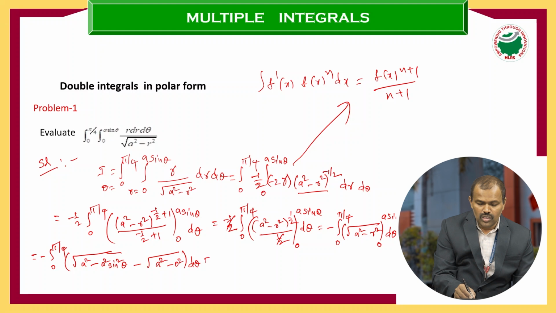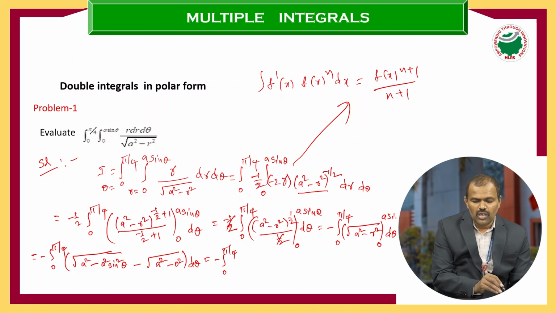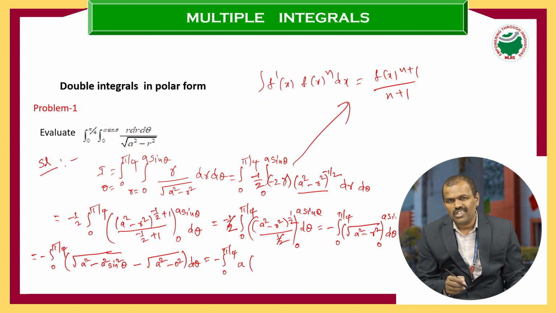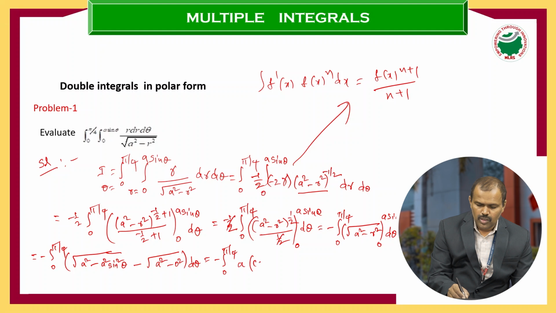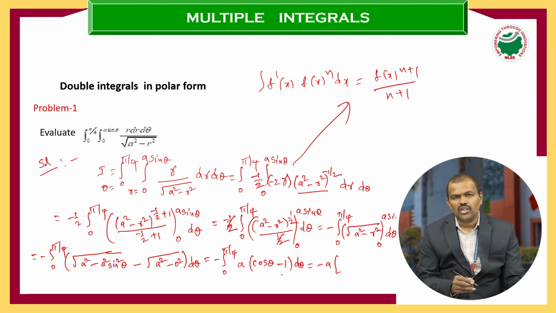So that is equal to minus integral 0 to pi by 4. Here I am taking a square common. So a square outside, this is a, and square root of 1 minus sin square theta. 1 minus sin square theta is cos square theta. Square root of cos square theta is cos theta. In the second term, root a square is a. Already I took a common, then it becomes 1 minus 1 into d theta. So this is minus a into integral of cos theta d theta.